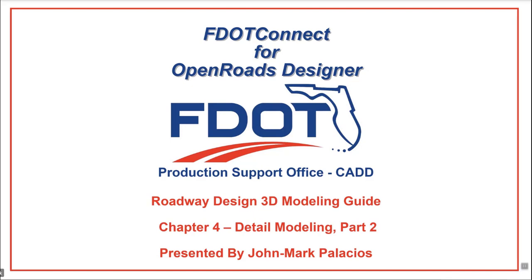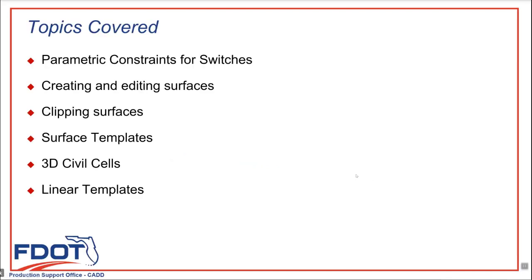Here are the topics we're going to cover. First, we're going to do parametric constraints, and we already did some before, but we're going to set it up this time for a switch. And then we're going to create surfaces, make some edits to the surfaces, clip those surfaces, put surface templates on those surfaces, all to build the intersection surface. We're going to do a 3D civil cell, clean up and finish the traffic separator, the nose of the traffic separator. We're going to do linear templates as well, and this is going to be for the right turn island.